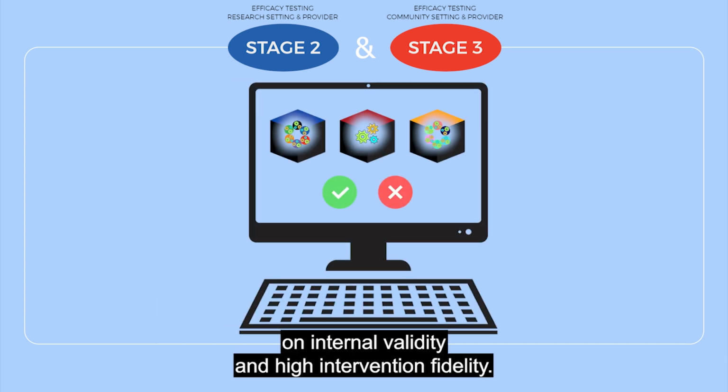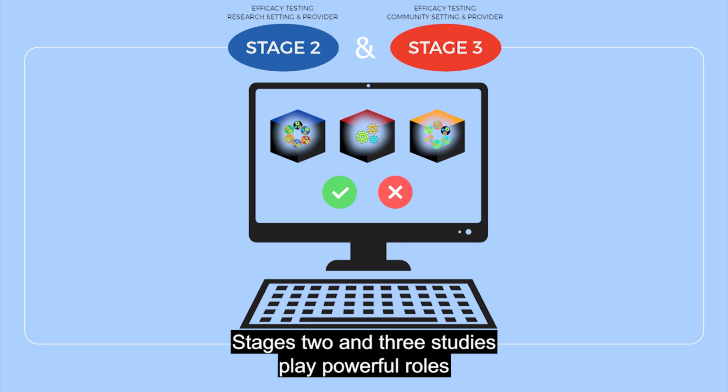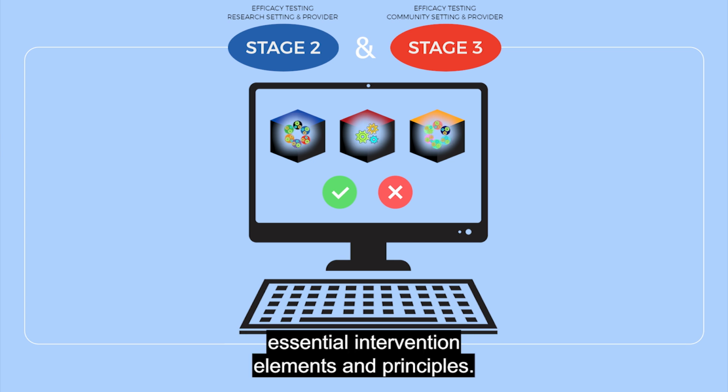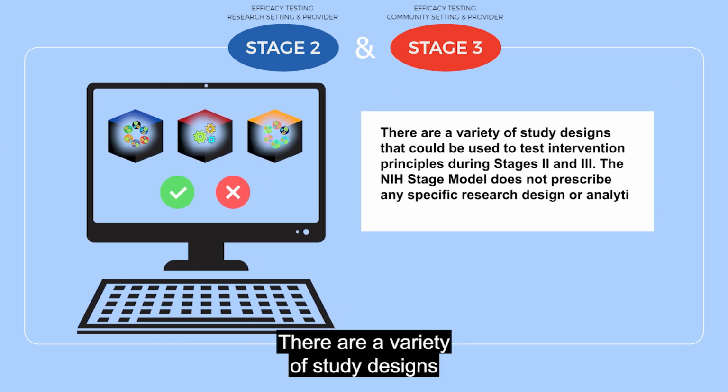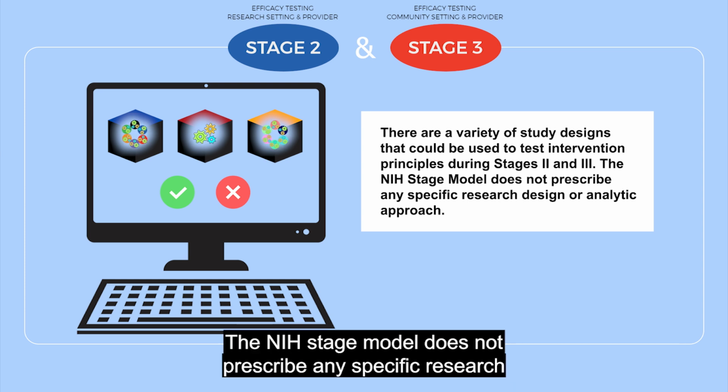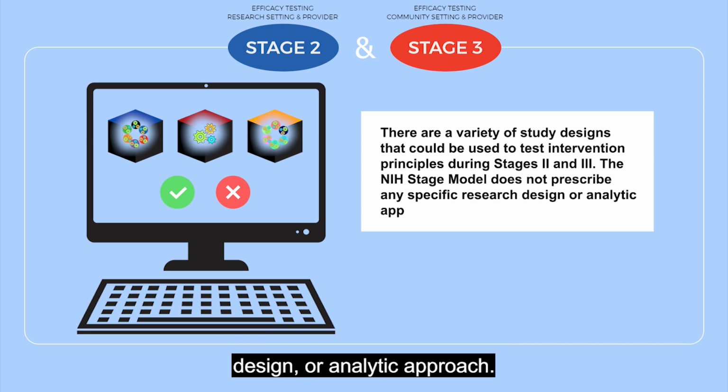Because of their emphasis on internal validity and high intervention fidelity, Stages 2 and 3 studies play powerful roles, both for testing outcomes and for testing hypothesized essential intervention elements and principles. There are a variety of study designs that could be used to test intervention principles during Stages 2 and 3. The NIH Stage Model does not prescribe any specific research design or analytic approach.